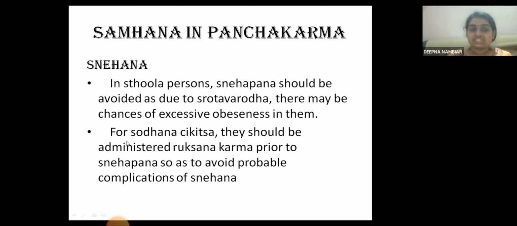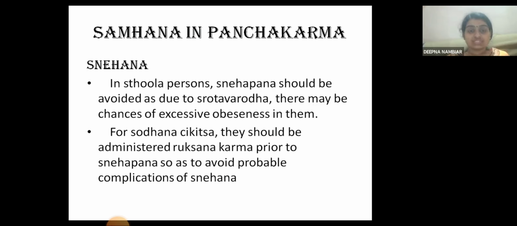For example, in the case of Snehana, Stula persons should be avoided because we can cause Srodhavaroda, and there may be chances of Adistula, that is excessive obesity, in them. So in those type of patients, if their diseases come in the case of Stula, or other than Stula also if some other diseases come, we have to go for Snehana. Then Rukshana has to be done. Rukshana means a preparatory method, a drying up therapy, that is to make the body prepared for Snehana, Purva Karma of Snehana, making the patient ready for Snehana. So Rukshana is to be selected to avoid the complications of Snehana.